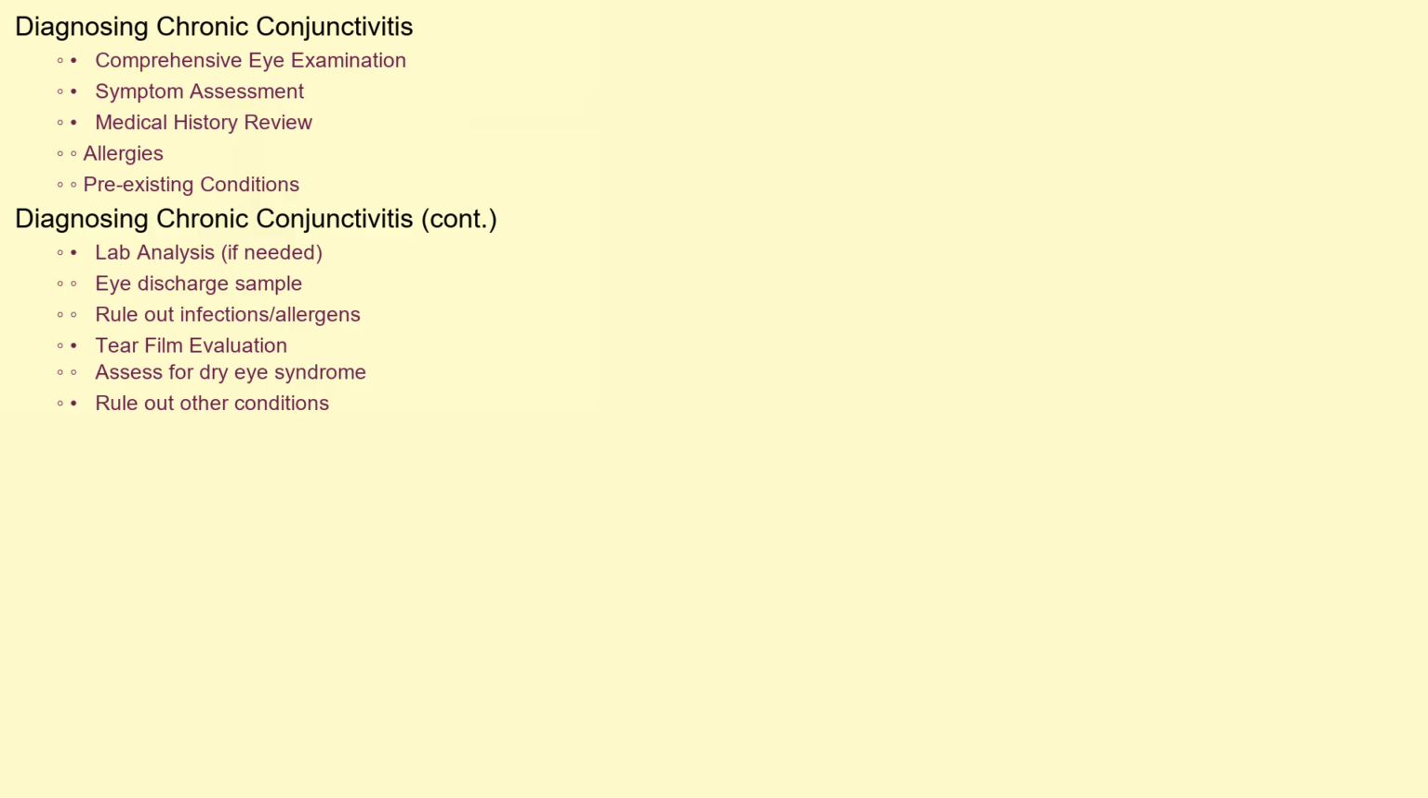Diagnosing chronic conjunctivitis involves a thorough eye examination by an eye care professional. They'll assess your symptoms, examine your eyes, and ask about your medical history, including any allergies or pre-existing conditions. Sometimes, a sample of your eye discharge may be taken for lab analysis to rule out infections or identify specific allergens. A tear film evaluation might be performed to assess for dry eye syndrome. The doctor needs to rule out other, more serious conditions mimicking the same.